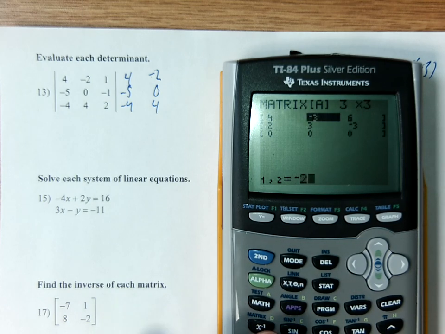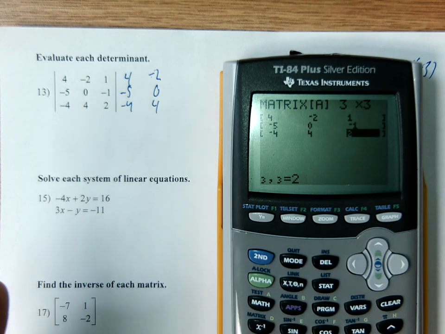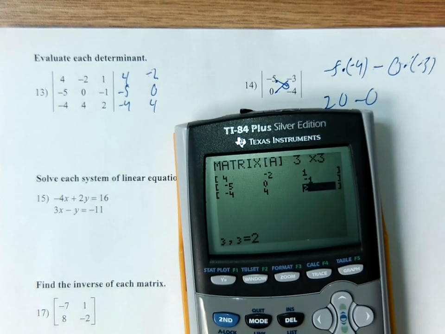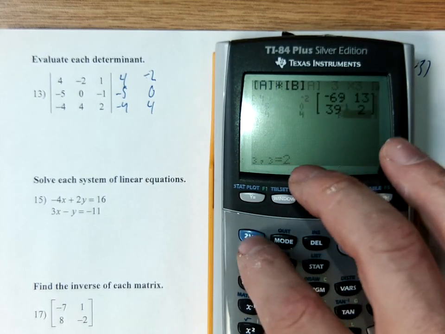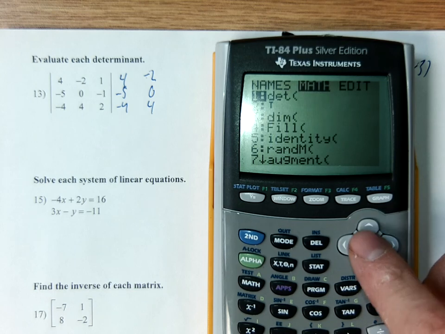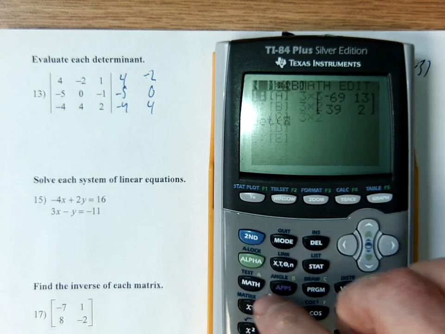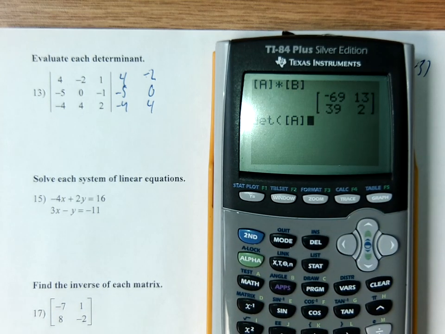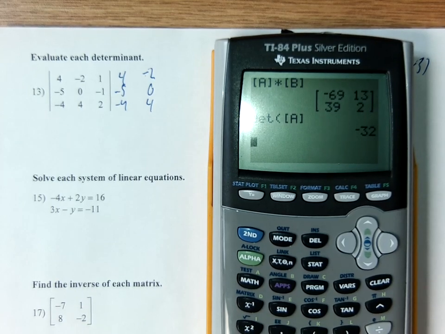4, negative 2, 1, negative 5, 0, negative 1, negative 4, 4, and 2. That's my matrix. I typed it in. So what I'm going to do now, under the math menu, I'm going to do DET, and I'm going to do A. That's where I type my matrix in. Negative 32.